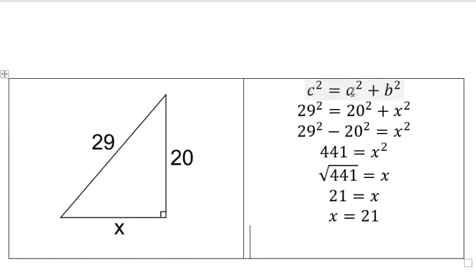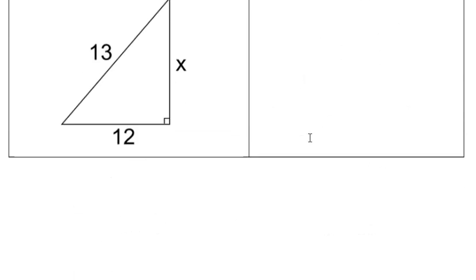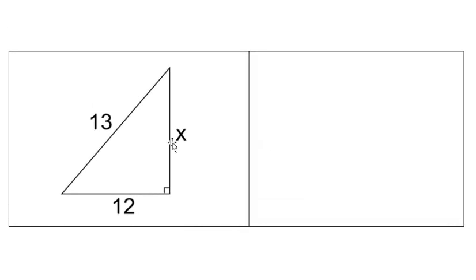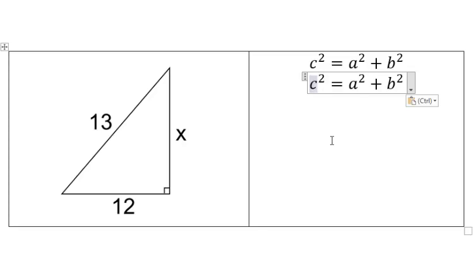Let's go with the other one. Okay, we have 13 x on the height and 12 on the base. So the formula for Pythagorean theorem is c squared equals a squared plus b squared. Which number is c? The hypotenuse. Which number is the hypotenuse? The hypotenuse is 13 because it's the diagonal. Which one is the height? The height will be x. And which one is the base? The base will be 12.